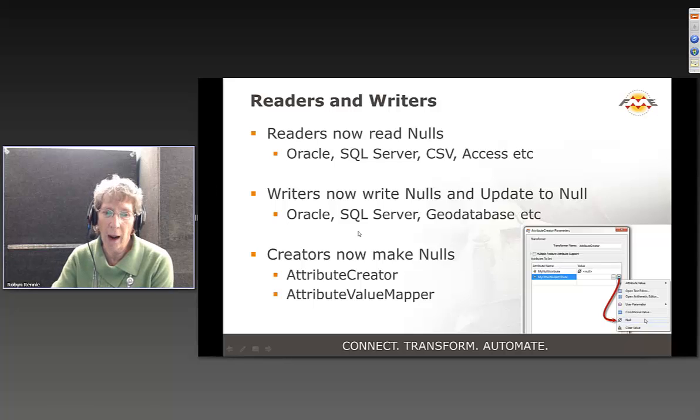What we did do in the writers, which we're now able to update, is write our null values. We actually now are able to update to null. This was something we couldn't do before. We couldn't take a field that was in the database and replace it with a null value, and now we're able to do that. Also, many of our creator transformers can now make null values for you. So for instance, if you want to add a new attribute to a feature and assign that attribute the value of null, both the attribute creator and the attribute value mapper will do that kind of thing.